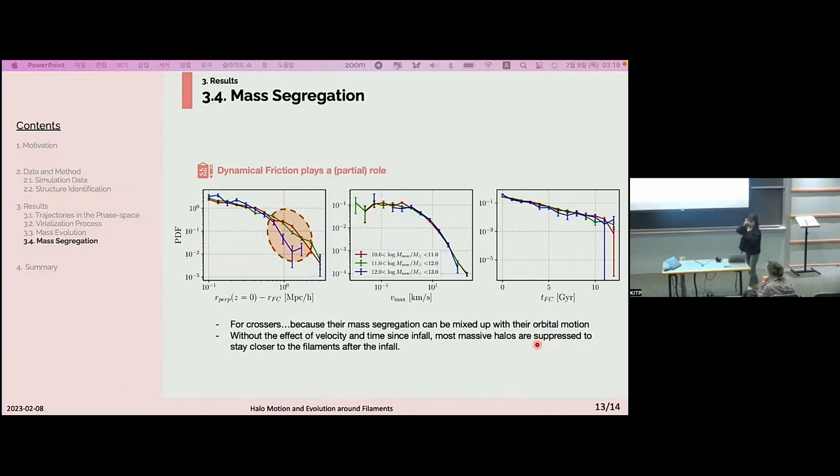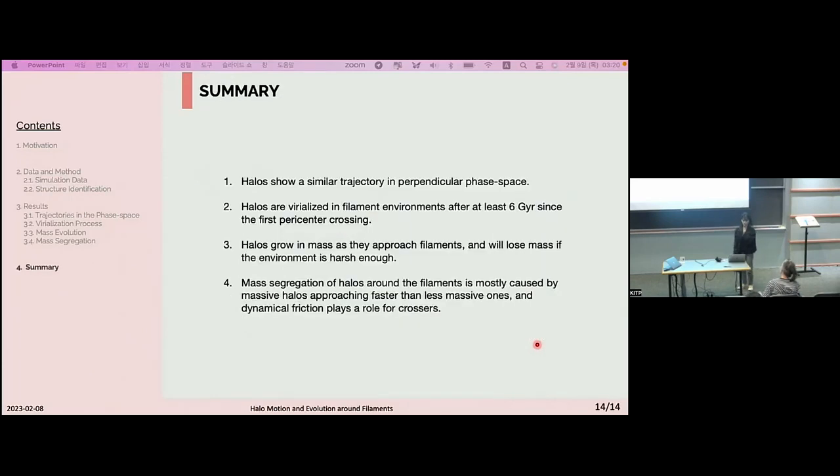When you see these plots, you can see that without differences in Vmax, velocities, and time distributions, only the displacement distribution is different in mass bins. The most massive bins are the only suppressed ones in this distribution. So it means for crossers, there is dynamical friction working on it. So dynamical friction is partly supporting the mass segregation trend. Yeah, so this is the end of my presentation. Thank you.